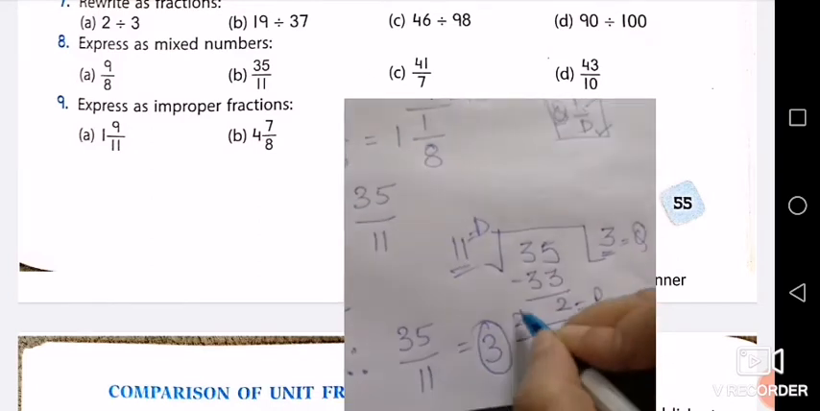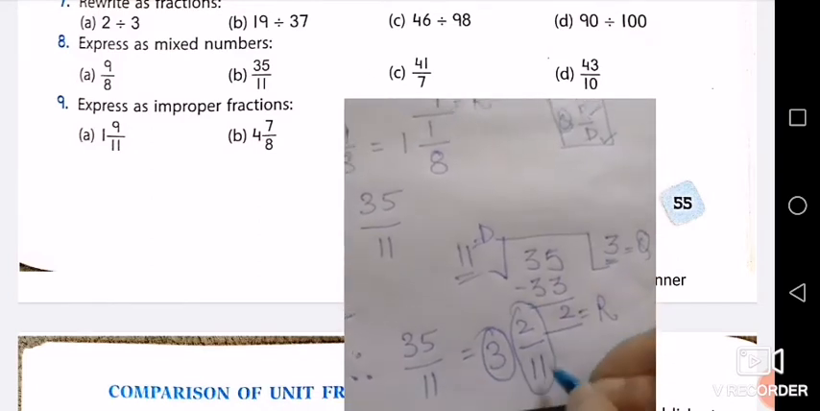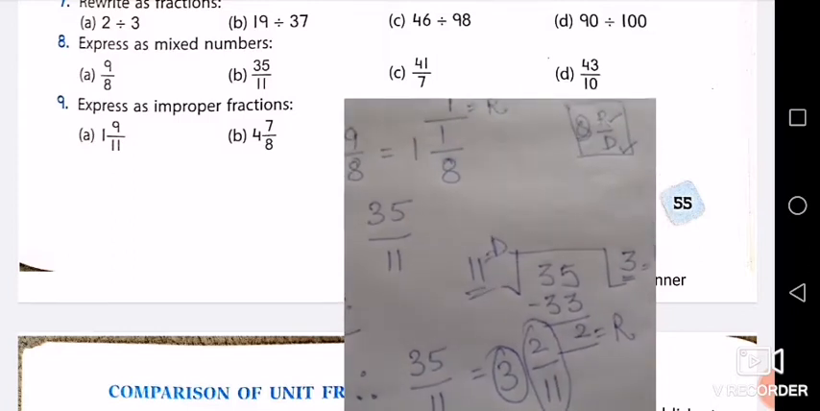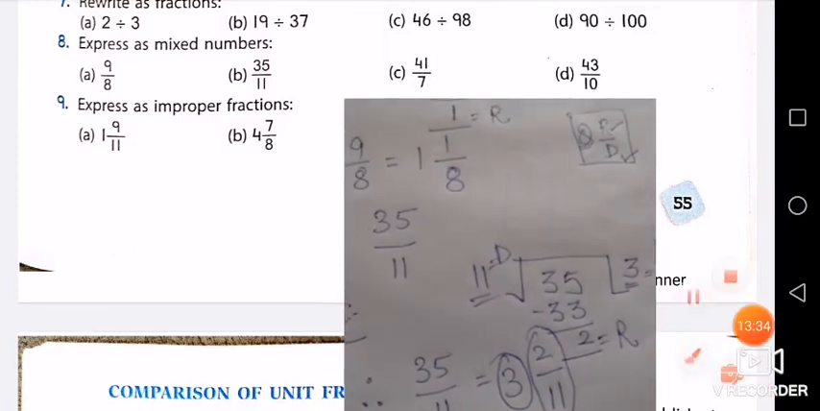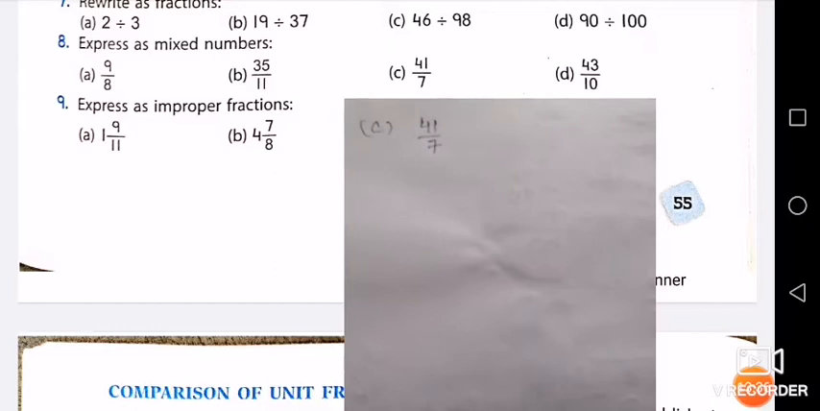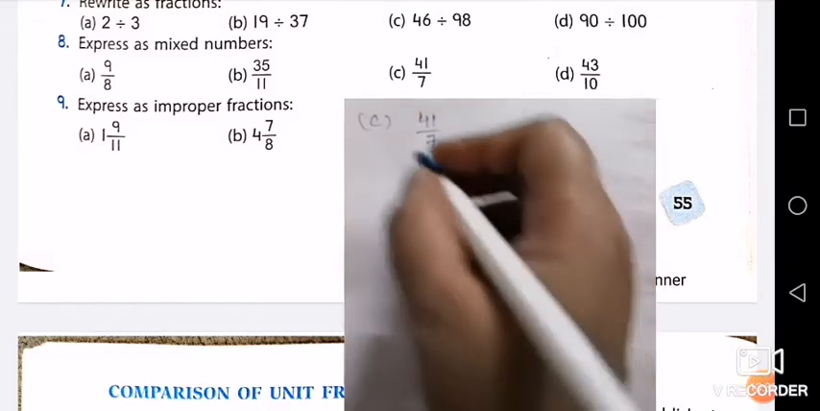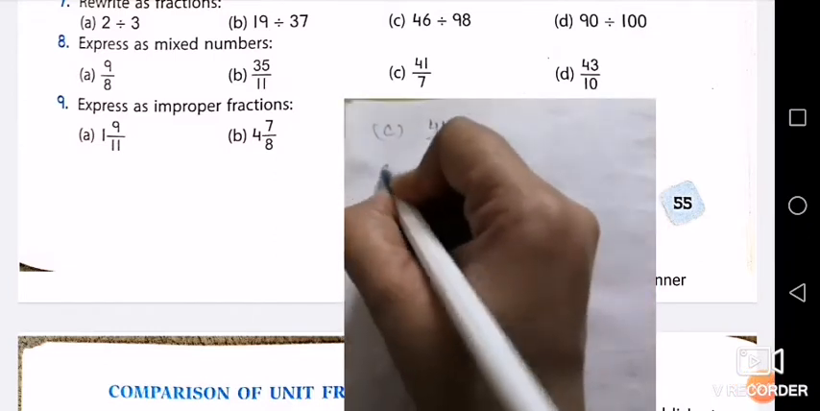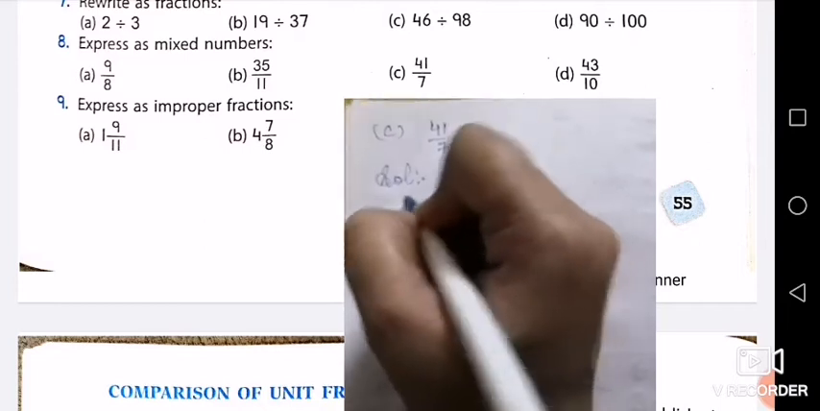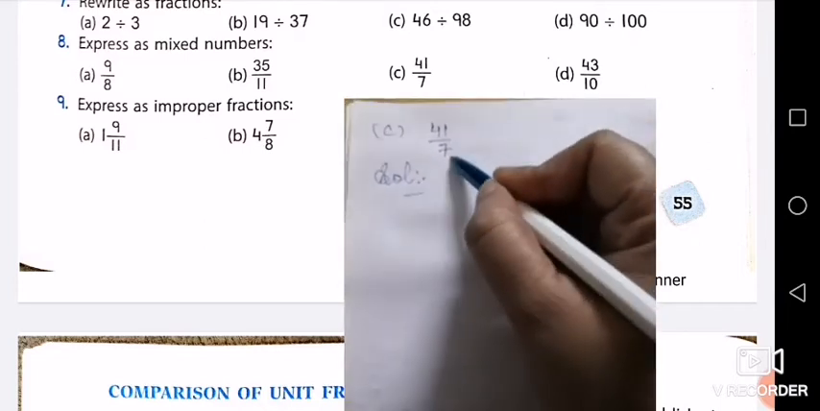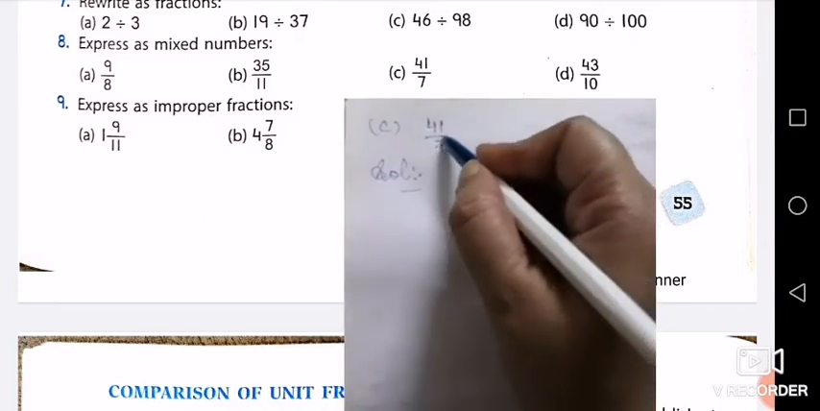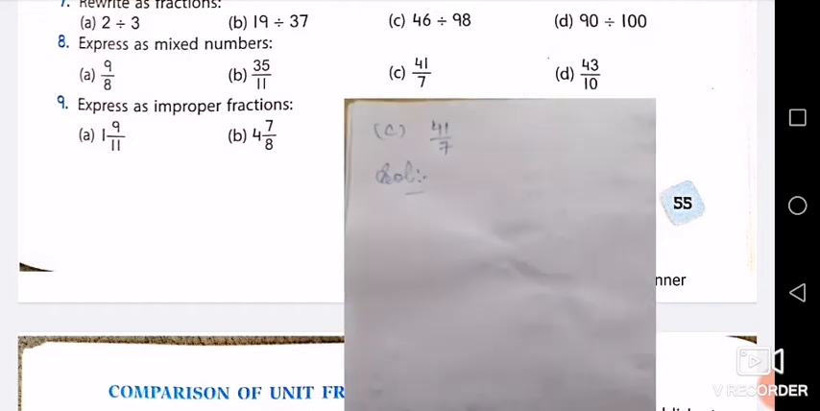This is your whole part and this is your fraction part, 2 by 11. I hope this question is clear to you all. Now we'll do C part, which is 41 by 7. Now this fraction bar represents the division only.